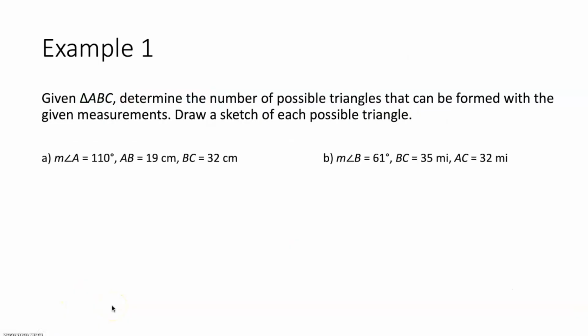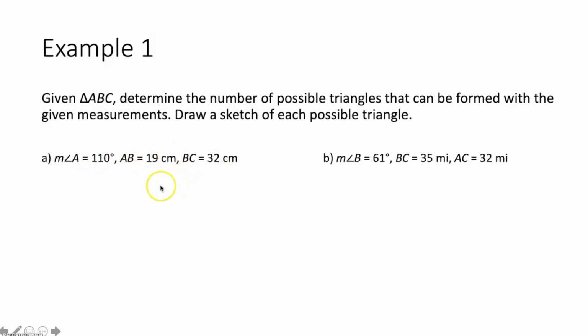All done fighting crime. It's example time. Now example 1 says given triangle ABC, determine the number of possible triangles that can be formed with the given measurements. Draw a sketch of each possible triangle. So again, we are given an angle measure and 2 side lengths. The first thing you need to do is make a sketch.